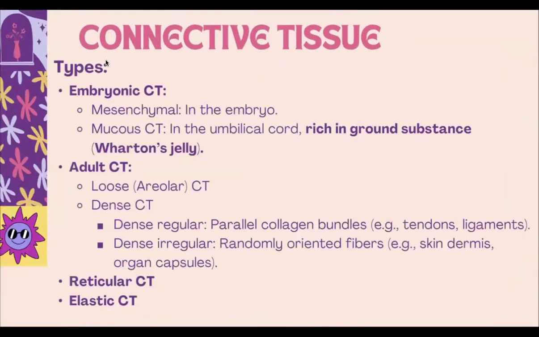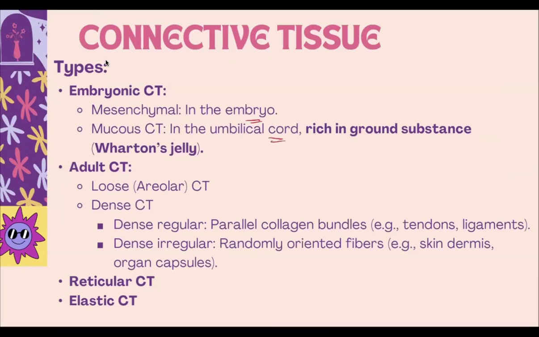So connective tissue has multiple types. So you have embryonic connective tissue. This is the one found in fetuses. So you can have mesenchymal or mucus. And we're going to get into pictures of these as well. Mesenchymal is the one found in the embryo. Important distinction to make it from mucus connective tissue, which is in the umbilical cord.